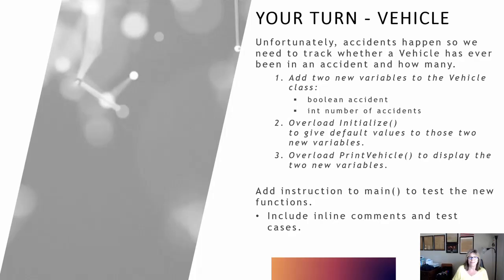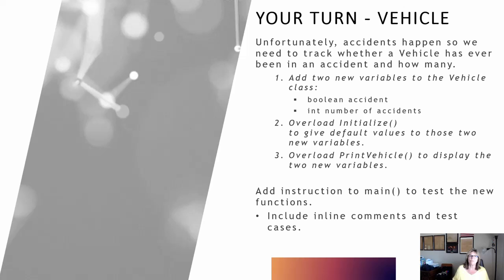So now that you've had a chance to create a vehicle class and use that class to instantiate vehicle objects and to access some of the functions that are available to it, it's your turn. What I want you to do is add a couple new variables to our vehicle class because, well, vehicles get in accidents. So I want you to add two variables to the class. A Boolean variable for accidents, and then an int for the number of accidents that the vehicle may have been in.